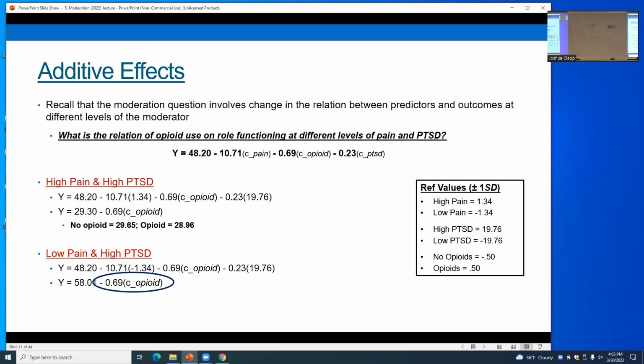What happened to the relation between opiate use and role functioning? Nothing. It's the same. And if I go through and plug in values, negative 0.5 and 0.5 for opiate use, again, this is only because this is a balanced sort of variable. High and low levels won't always be 0.5 and negative 0.5. It just happened to be here. Okay, so I get these, and the difference between these two is just negative 0.6 or 0.69.